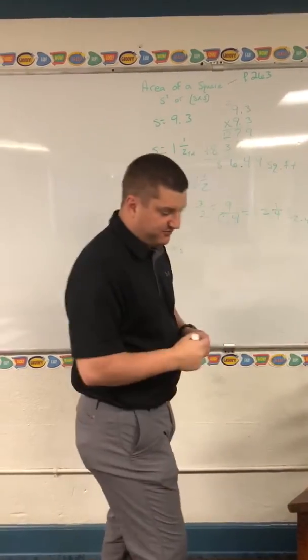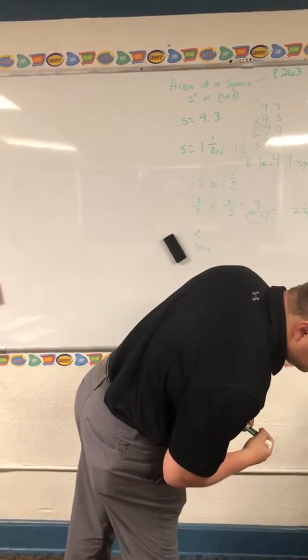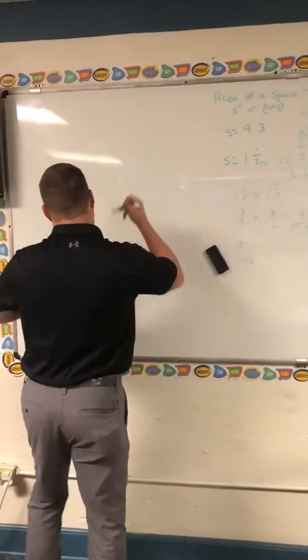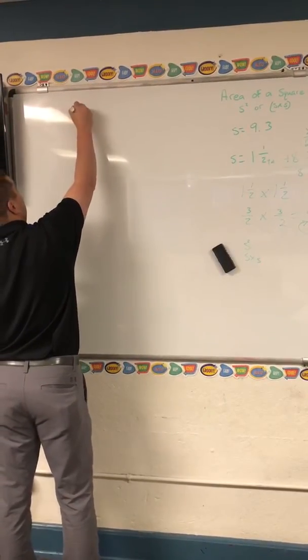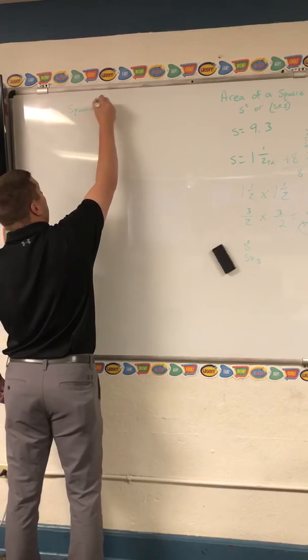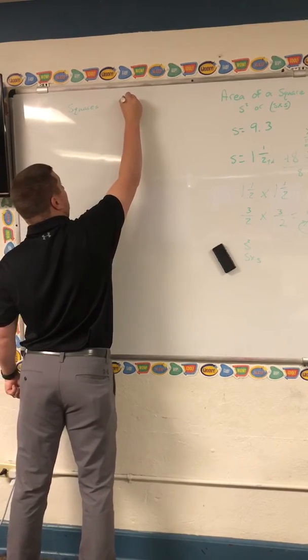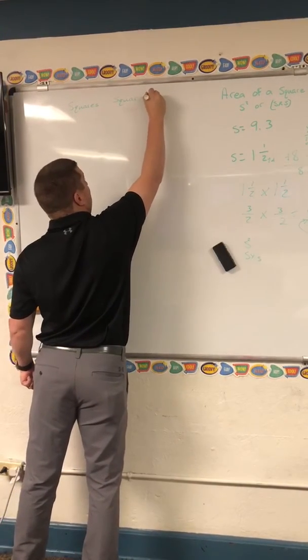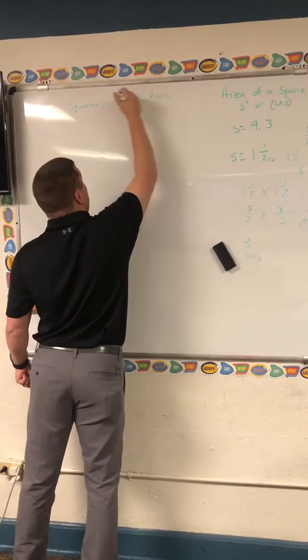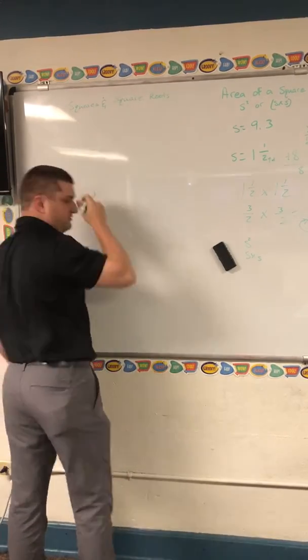Squares and square roots. This is found on page 265. So we're doing squares and square roots. Alright?